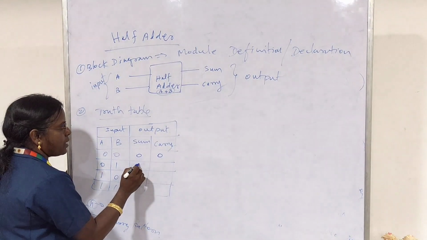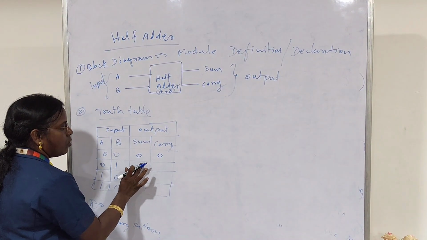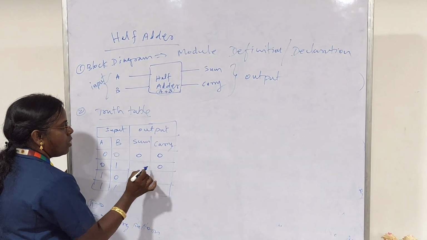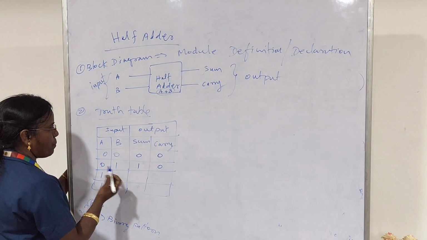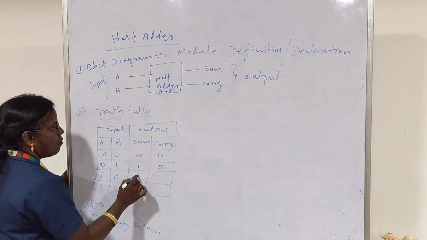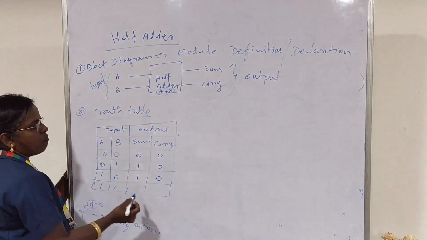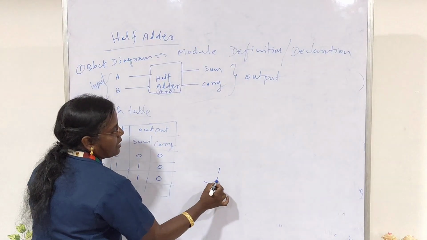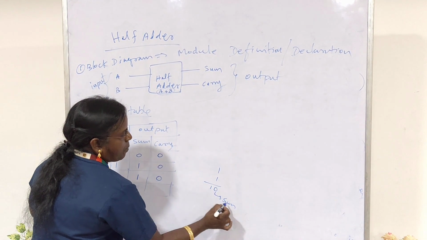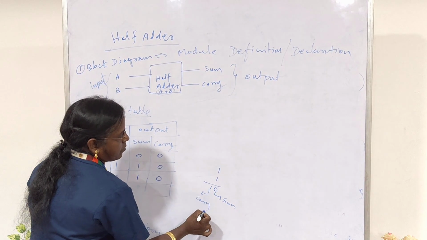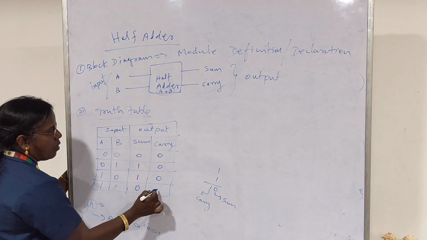So 0 plus 1 will result in sum as 0... no, carry is 0, sum is 1. Then 1 plus 0, A is 1, B is 0. When we perform A plus B, 1 plus 0 will result in sum value 1, carry value 0. When I perform 1 plus 1, 1 plus 1 will give 1, 0. That is, 0 is the sum and 1 is the carry. Okay, so sum is 0, carry is 1.